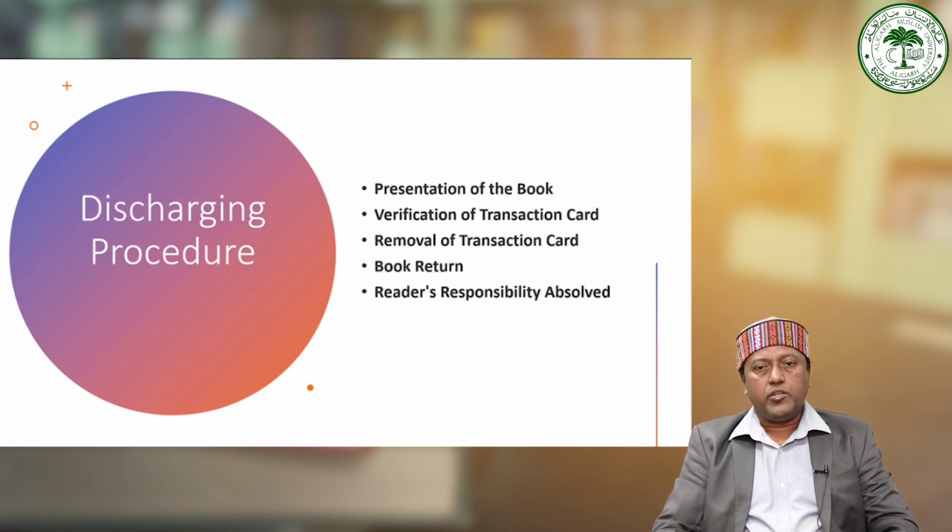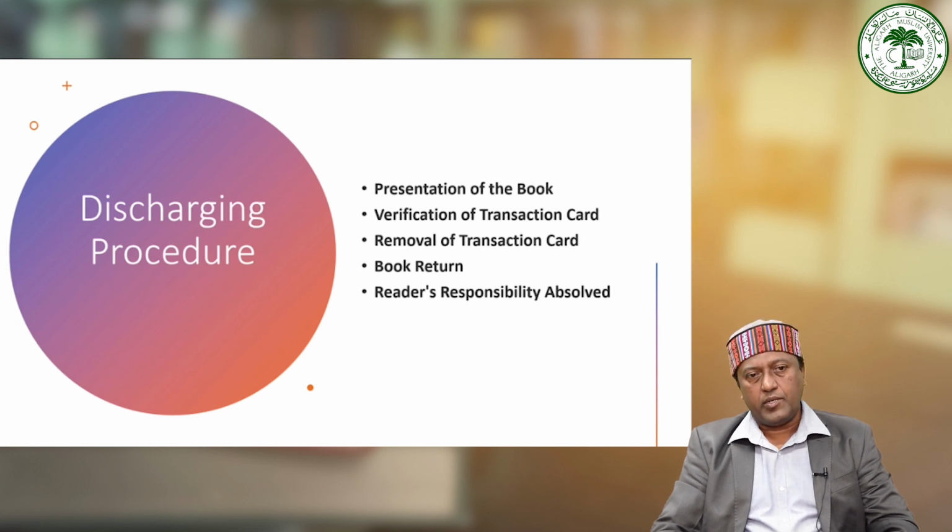So the discharging procedure or the return process can be described in the following steps. What are the steps here? The presentation of the book again. The borrower presents a book for return at the issue counter. Then the verification has to be done. The book is presented in an open position, allowing the counter assistant to see the serial letter on the transaction card placed in the book pocket.